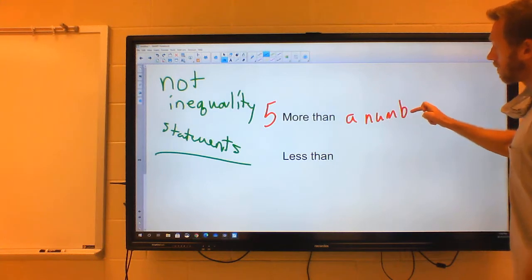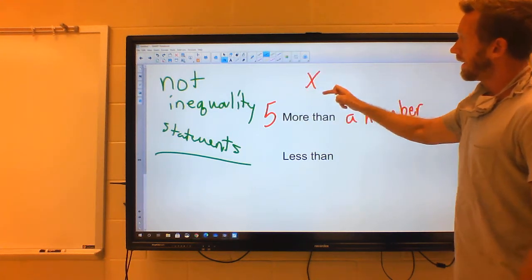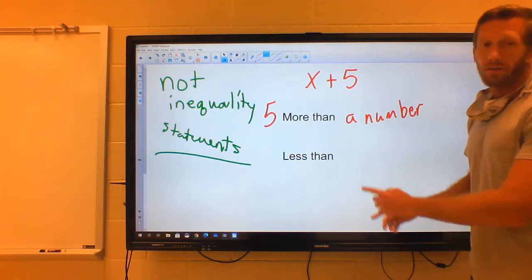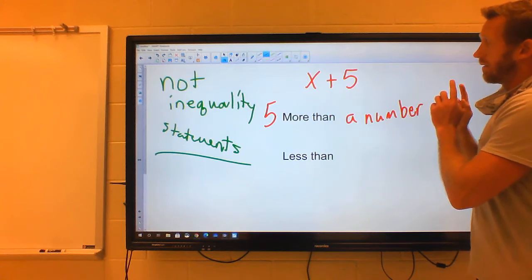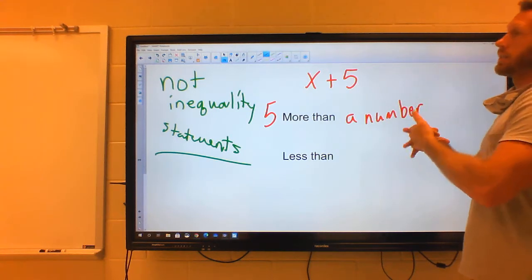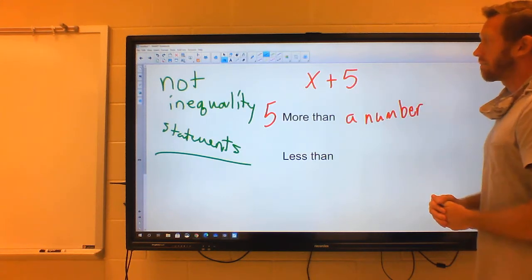5 more than a number. What that means is start at the number and add 5. This is the same thing as saying increased by 5. This is not a verb. It's an addition symbol. It's a math operator. We're going above, or we've increased x by 5.